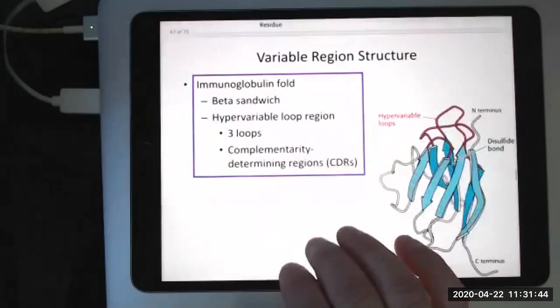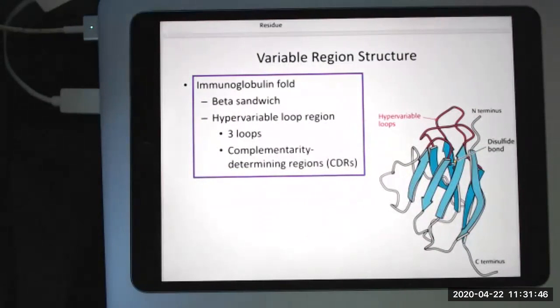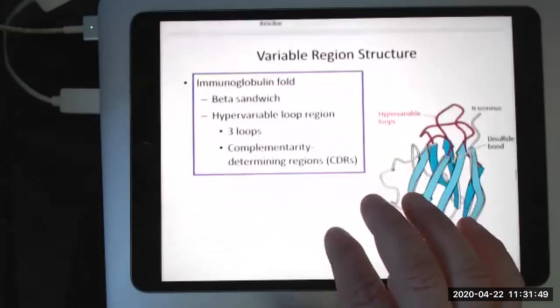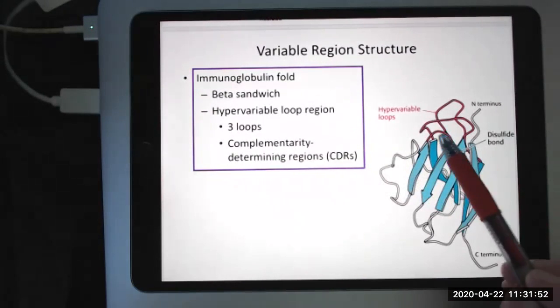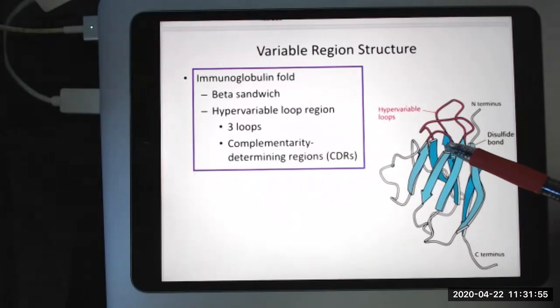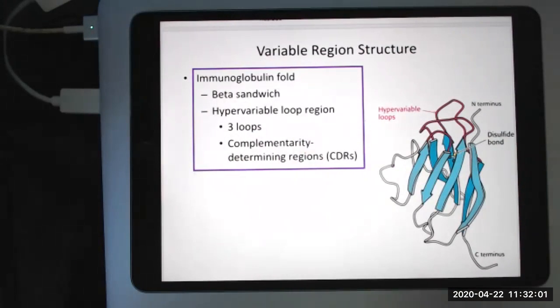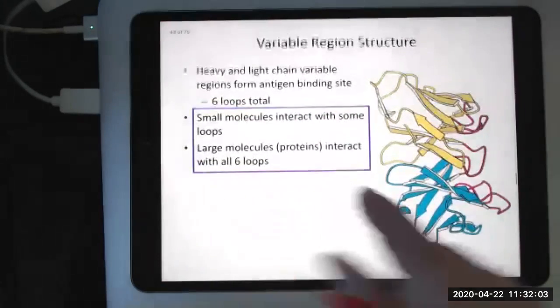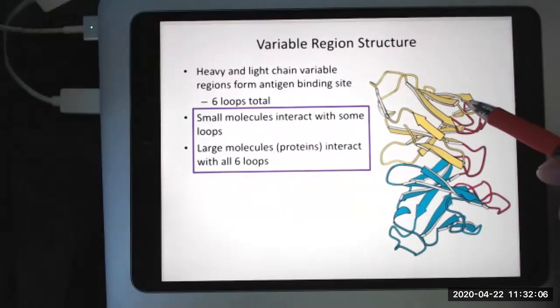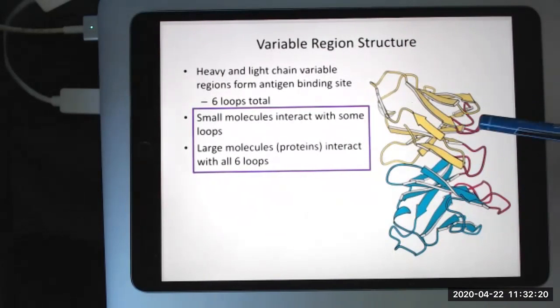Okay, so remember there's a constant and a variable region within these antibodies. They have these hypervariable loops in them, on both the heavy and the light chain. Each one of these has 3 loops that are variable, and it's these loops that grab hold of the antigen. If you have a small molecule, you may only interact with a couple of loops. If you have a protein, it'll probably interact with all 6, things like that.